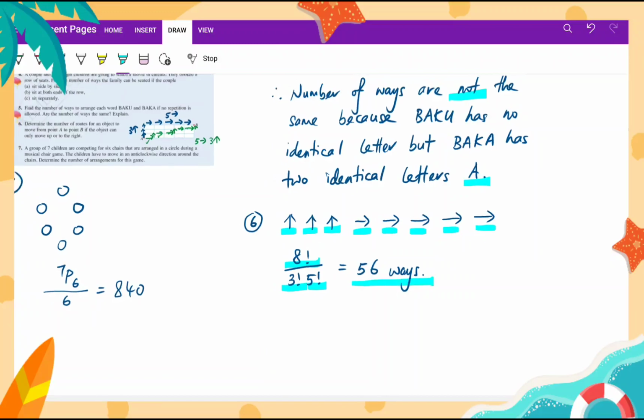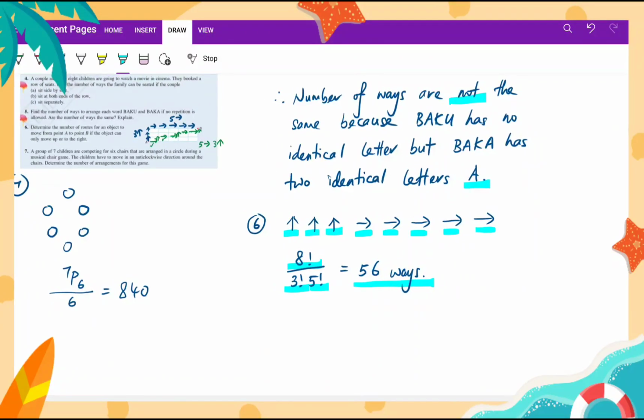Question number 7. A group of 7 children are competing for 6 chairs, arranged in a circle during a musical chair game. The children have to move in anti-clockwise direction around the chairs. Determine the number of arrangements for the game. So the children run anti-clockwise. Alright. And there's 7 children and only 6 chairs.